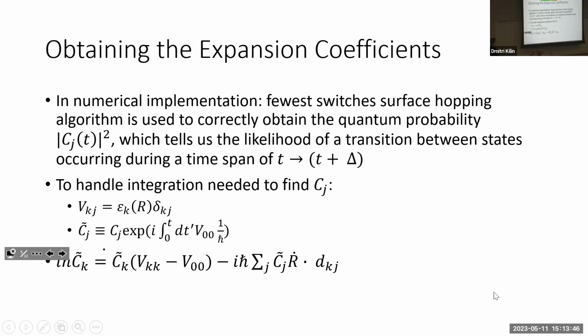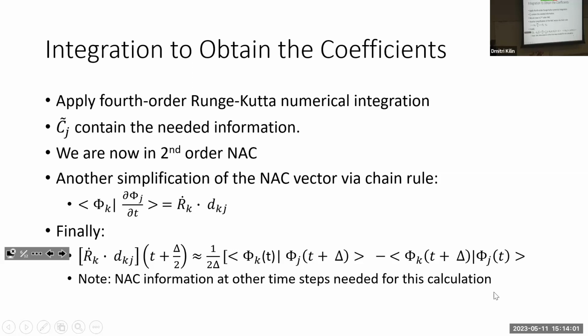But then going back to finding this coefficient, you can do some renaming of how you call your coefficient and the diabatic term. We get our time-dependent Schrodinger equation re-expressed, and then since we want to integrate it, and we're going to be integrating it computationally, since we're going to probably be doing simulations on a computer, you can use the fourth-order Runge-Kutta numerical integration method. And in the process, this C tilde coefficient that we've renamed will contain all the information, so you don't have to worry about going back to finding that C of j. And since we're in Runge-Kutta integration approximation, we get a second-order derivative.